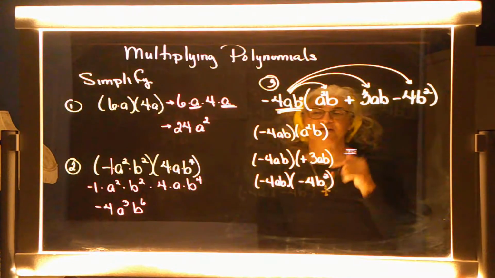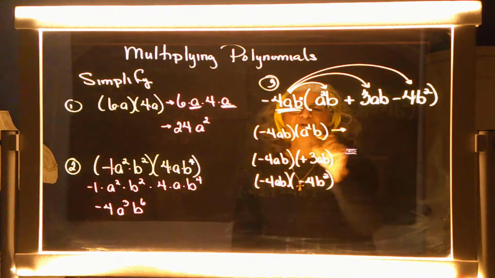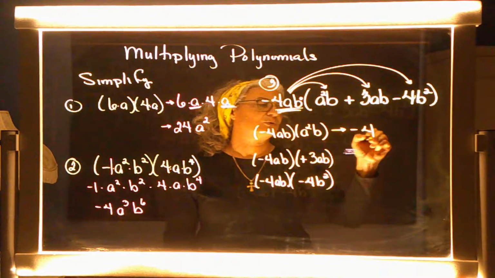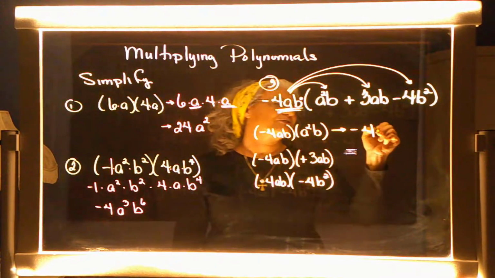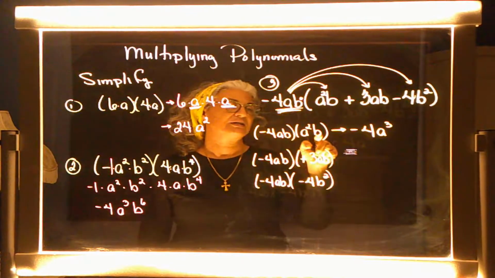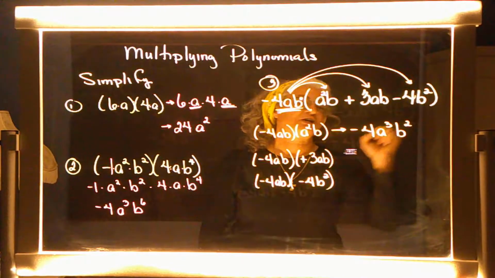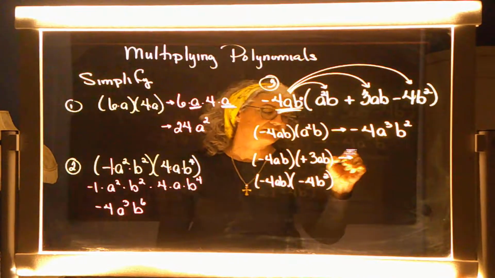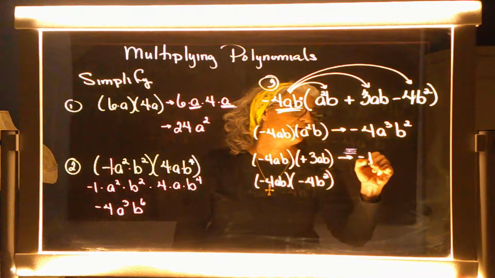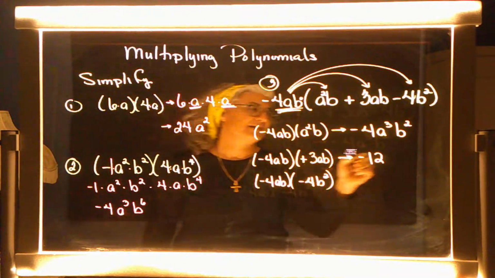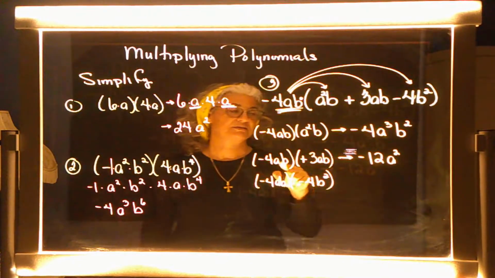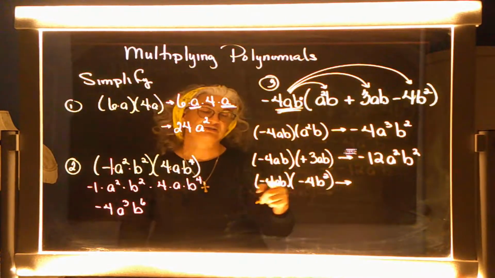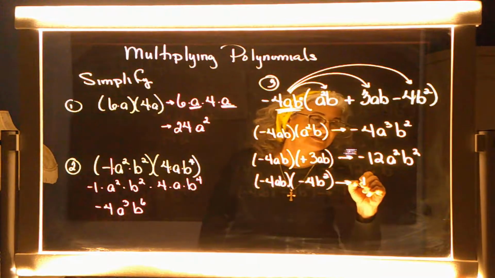Cool? All right, so here, when you multiply these two, what do we get? Good, you get a -4, a to the 3rd, good, b to the 2nd. Good job, excellent. How about multiplying these two parentheses, the second set? Good, we get a -12, a squared, b squared. Good. And multiplying these last two. Yeah, that's a positive 16, isn't it?